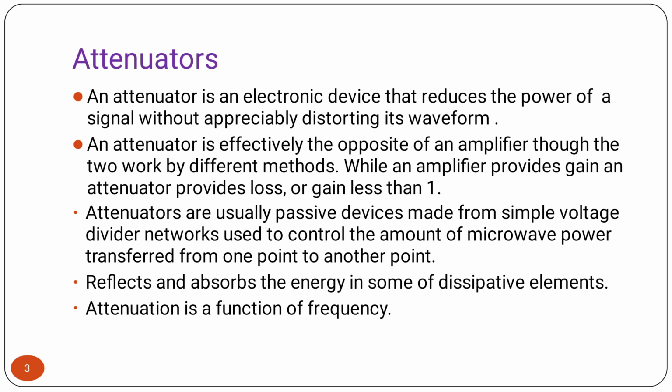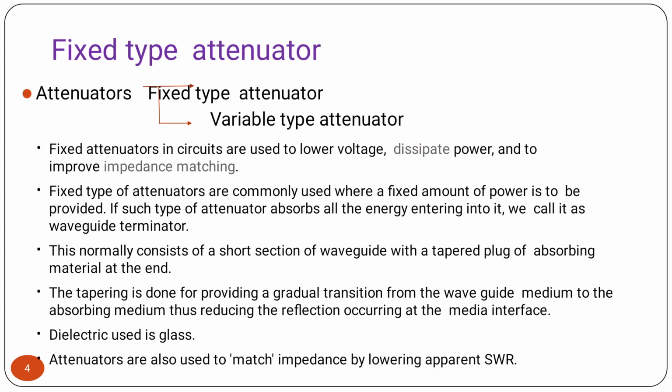Attenuators are usually passive devices made from simple voltage divider networks used to control the amount of microwave power transferred from one point to another. They reflect and absorb the energy in some dissipative element. Attenuation is a function of frequency. There are two types of attenuators: fixed attenuator and variable attenuator. Fixed attenuators in a circuit are used to lower voltage, dissipate power and to improve impedance matching.